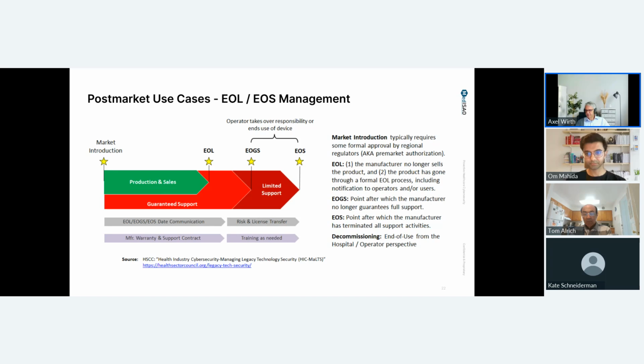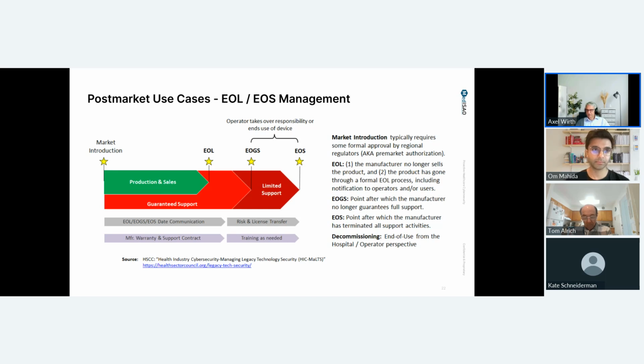typically risk and license transfer should happen, right? What does the healthcare organization need to know in order to continue to operate the device? Or do they need to know that they better should decommission it? Do they need to take on certain licenses and start to pay the license fees, and so forth? And that, of course, involves training, it involves transfer of warranty, and so forth.